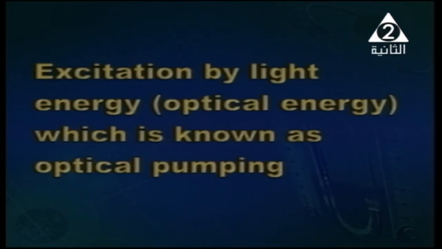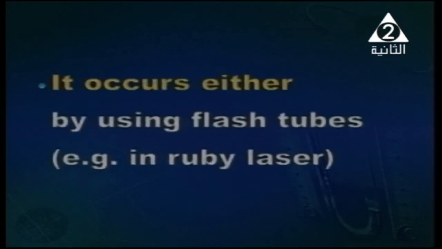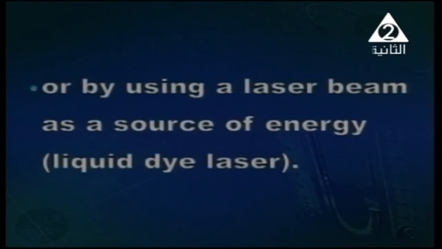Excitation by light energy. It is optical energy, which is known as optical pumping. So excitation could be by light energy, and then the pumping is known as optical pumping. It occurs either by using flash tubes, a ruby laser for example, or by using a laser beam as a source of energy, and it happens in a liquid dye laser.